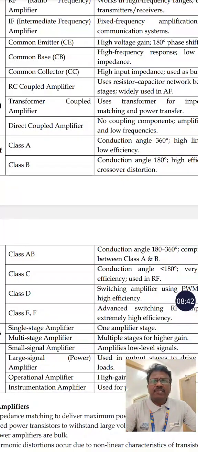Here a capacitor connects two amplifier stages. The capacitor blocks DC but allows AC signal. So the advantages of this RC coupled amplifier are simple, low cost, good frequency response, most popular in audio amplifier. It is used in audio amplifier, television, public address system.